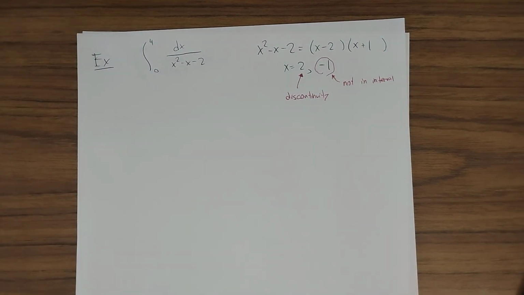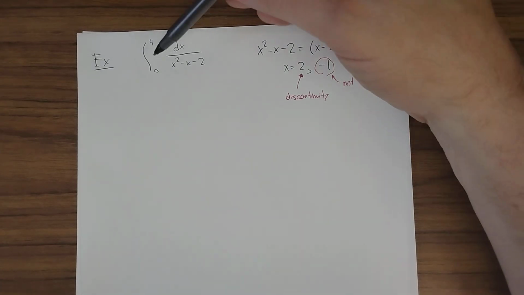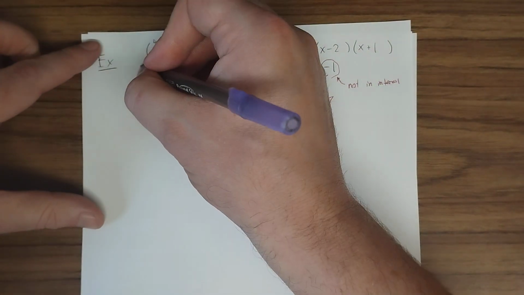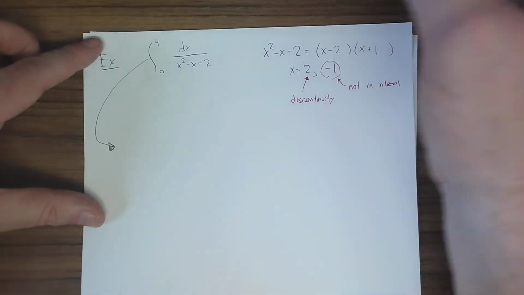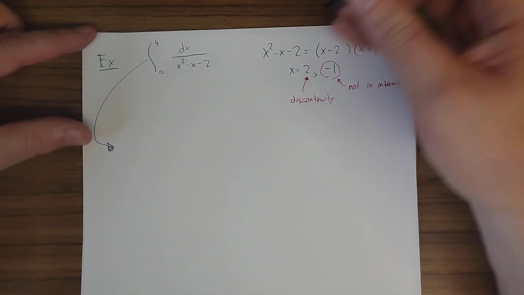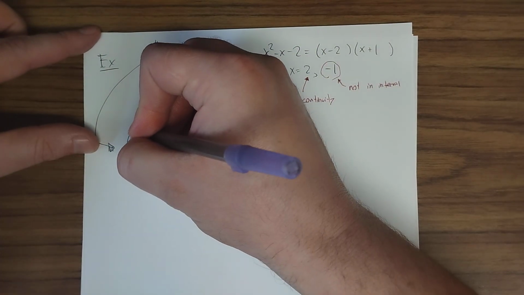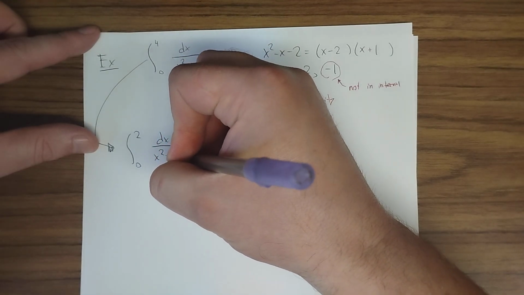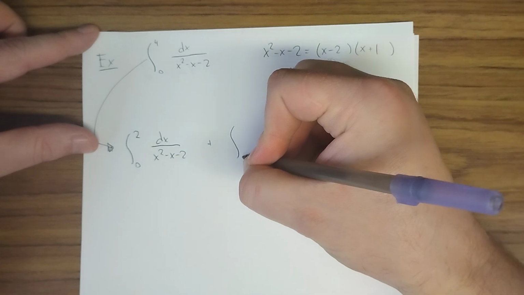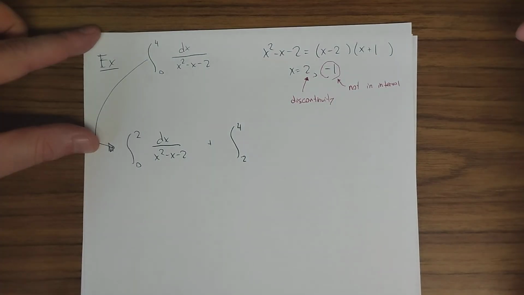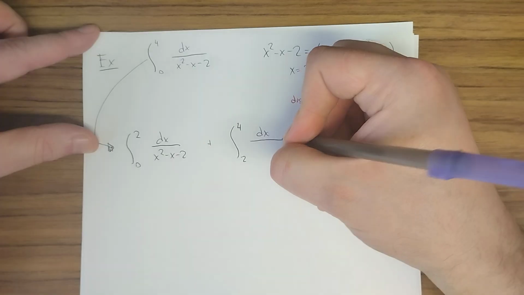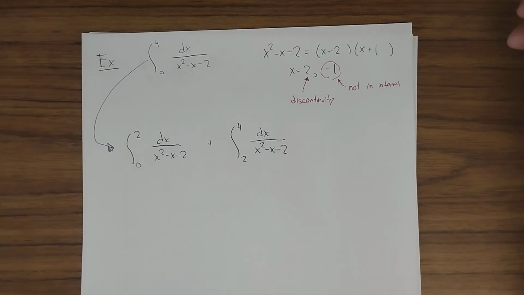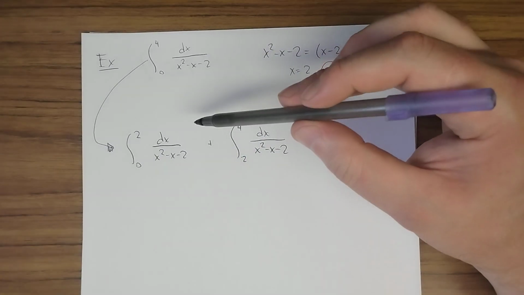So my function has a discontinuity at x equals 2, which is right in the middle. It's not the right endpoint or the left endpoint. So I break this up where the problem is. I go from 0 to 2, and then the rest of the way from 2 to 4.